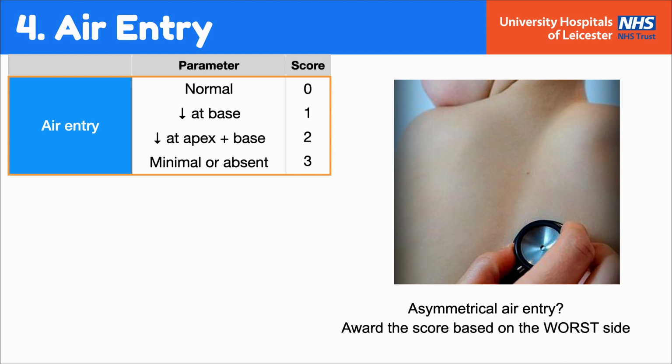Number 4, the fourth component of the PRAM assessment is air entry. Make sure you auscultate for air entry both anteriorly, posteriorly, in the superior and inferior lobes, and at the bases. If there is asymmetrical air entry, you award the score based on the worst side.